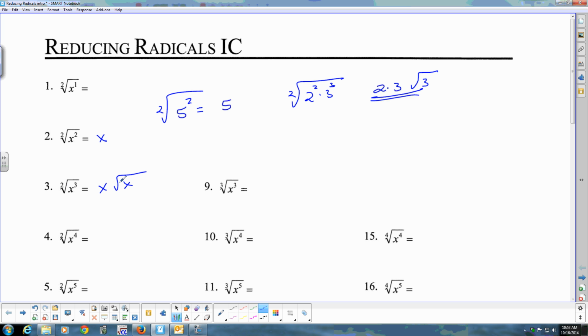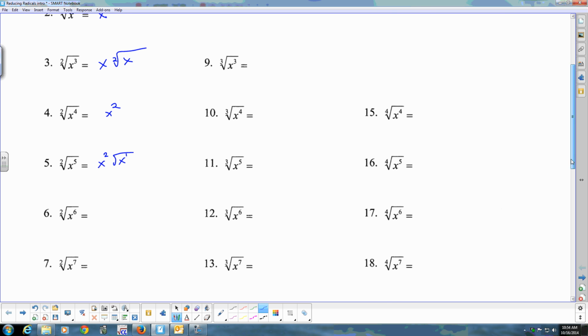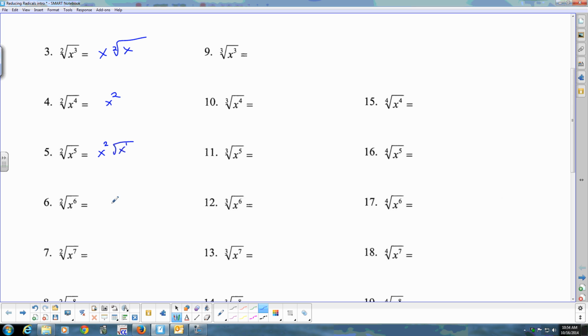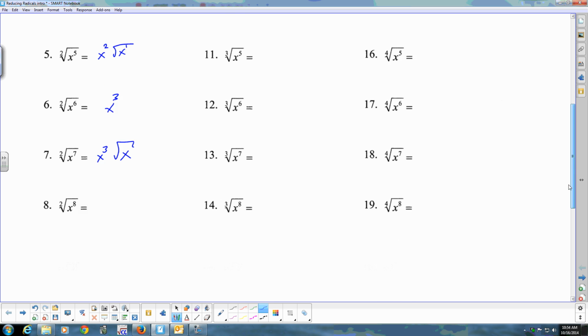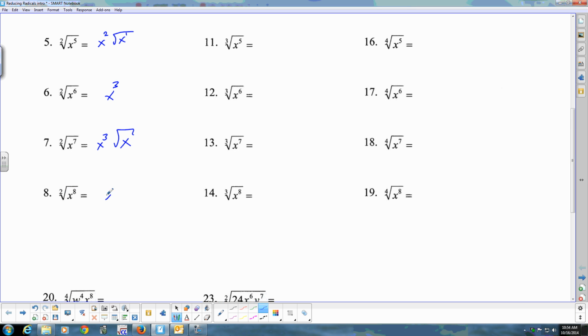And again, the 2 is optional when it's a square root. When it's not a square root, you have to write the number like a cube root. Okay? 2 goes into 4 twice. 2 goes into 5 twice, with 1 left over. And if you want to put the exponent of 1 on there, you're welcome to. Okay, 2 goes into 6 3 times, no remainders. 2 goes into 7 3 times, with 1 left over. And let's see, 2 goes into 8 4 times. Okay, perhaps that's not a very good exponent.